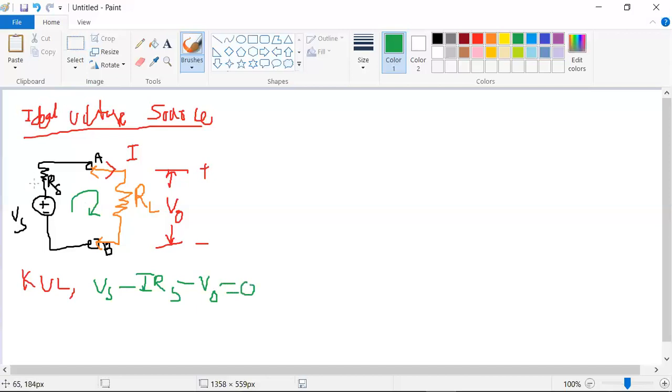I follow the leaving sign: this is positive and this is negative. So from here I wrote it like this. Hence V naught is equal to Vs minus I Rs. This is equation 1. This equation is very similar to V naught equals Vs minus I Rs, right?